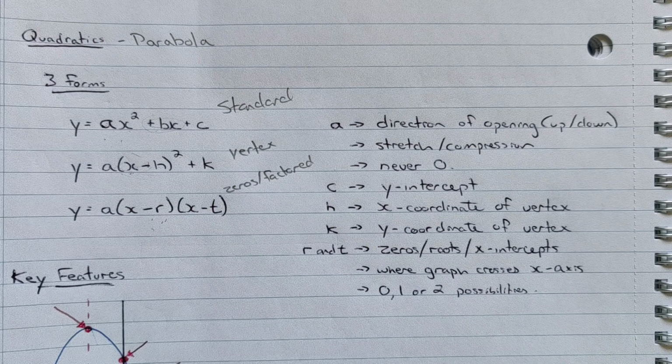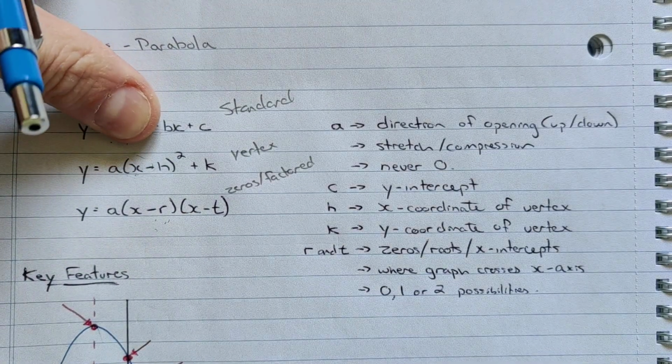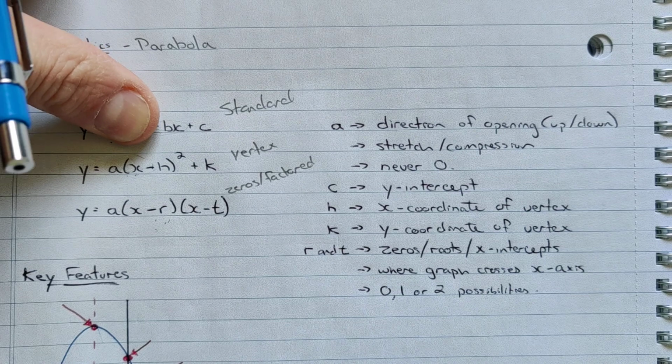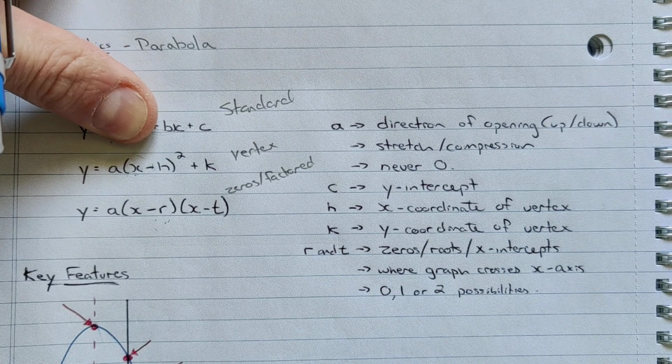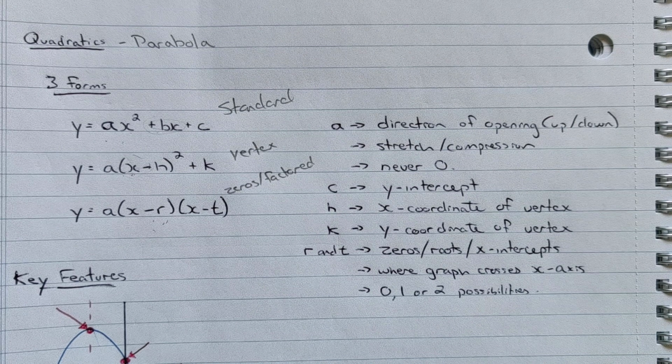It's important to note that a is never 0. If a is 0, we do not have an x squared. If we don't have an x squared, and I'm going to cover it up here in the standard form, we have bx plus c. That is a linear equation. When we're working with quadratics, x squared is always the highest power of x. There's never an x cubed, never an x to the 4, never an x to the 5, never an x to the 72. It's always x squared being the highest.